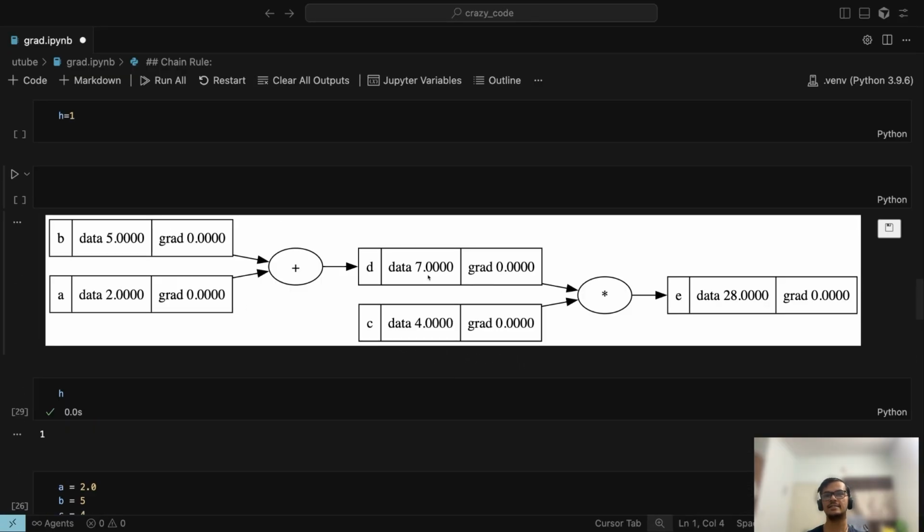To calculate the gradient of d, we have to calculate the gradient of this multiplied by the gradient of this. The gradient of e for e is nothing but 1, because if you add anything to e, it is going to directly impact e. So it's going to be 1.